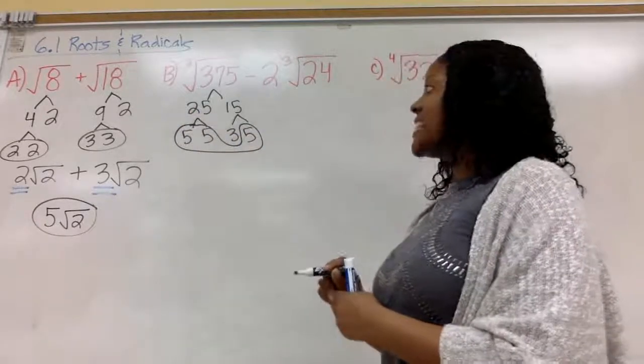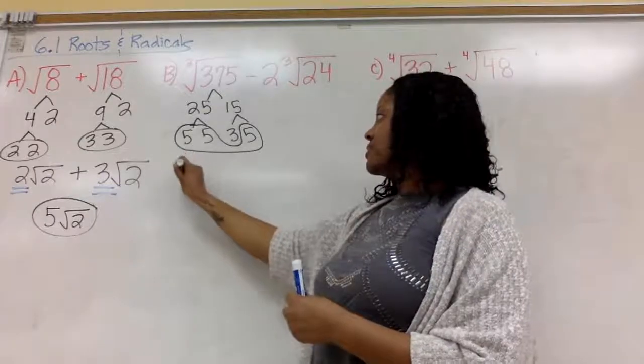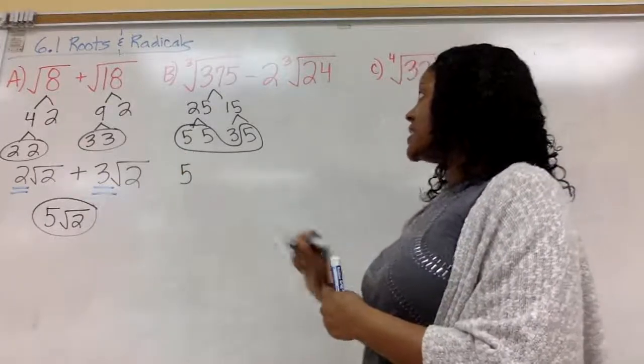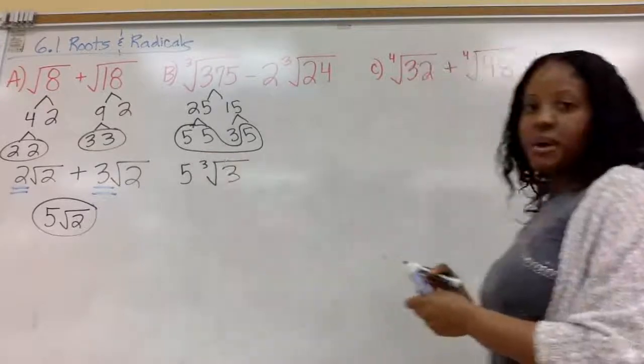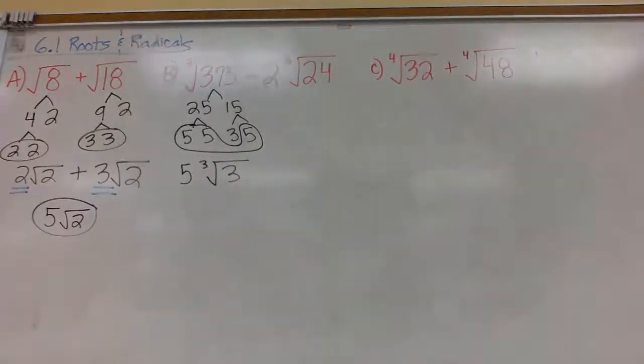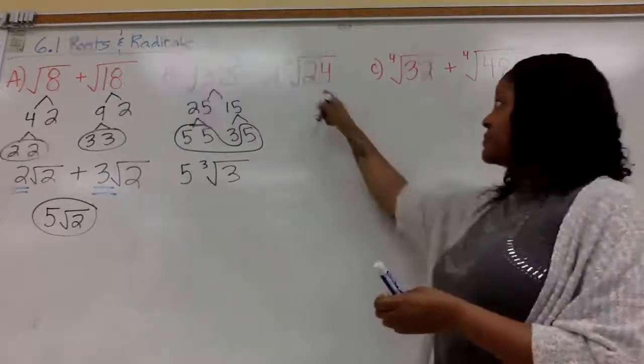Complete groups go on the outside of your square root. Leftovers go on the inside. So that's the first part of the problem. I had 3 5s that went on the outside, and then the leftover prime number is 3, which goes on the inside. Okay, we're going to do the same thing here.